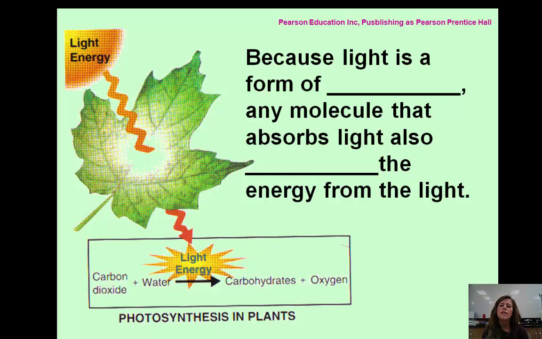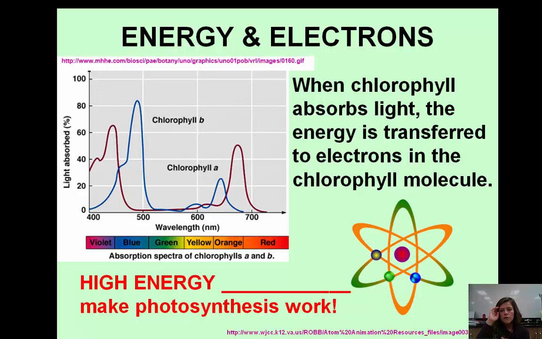Because light is a form of energy, any molecule that absorbs light absorbs the energy from that light. So the chlorophyll or the pigments that absorb the light are going to absorb the energy. When chlorophyll absorbs light, the energy is transferred to electrons in the chlorophyll molecule. High-energy electrons make photosynthesis work. This is where it all starts. When light hits these electrons, they get super excited, and the energy from the electrons allows the whole reaction to take place.